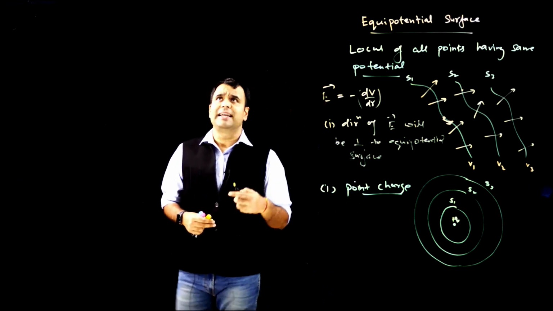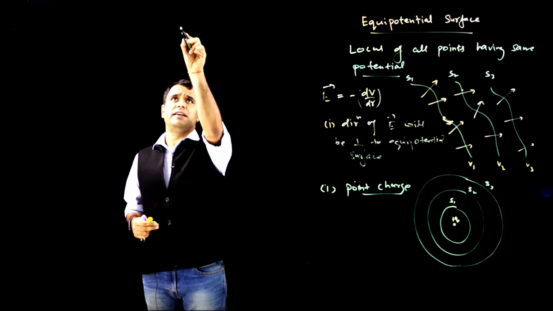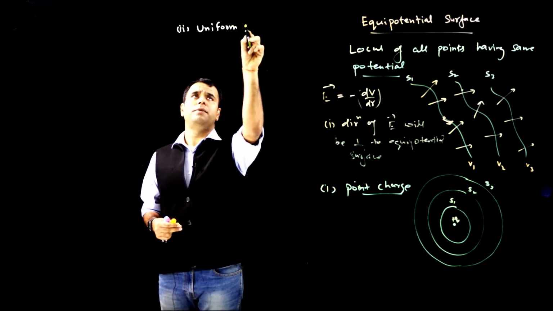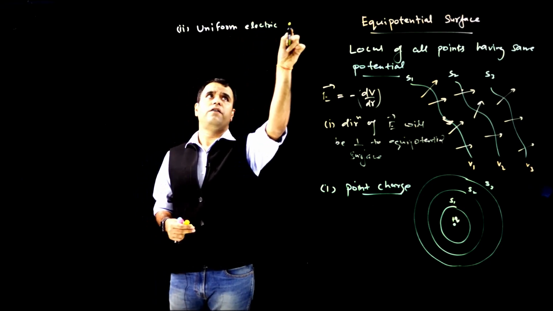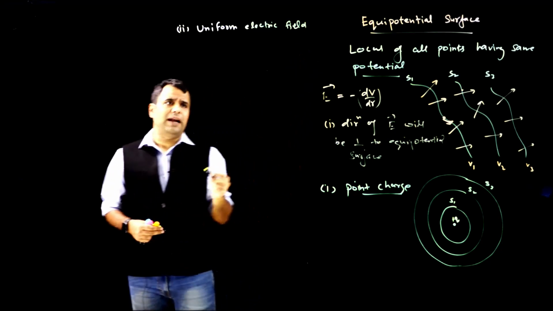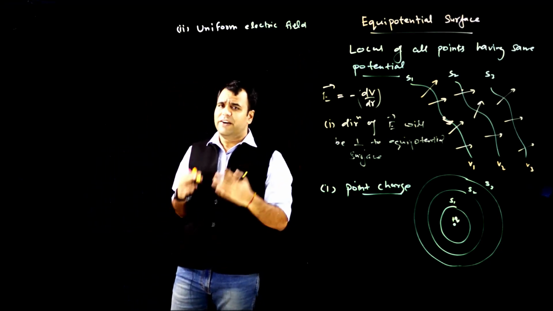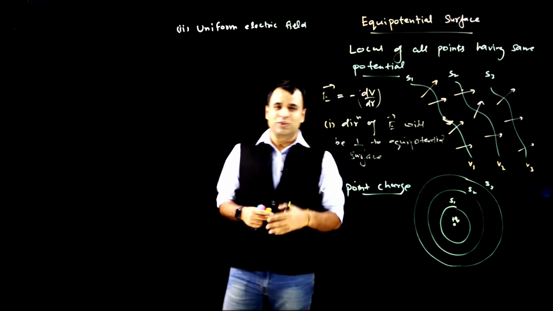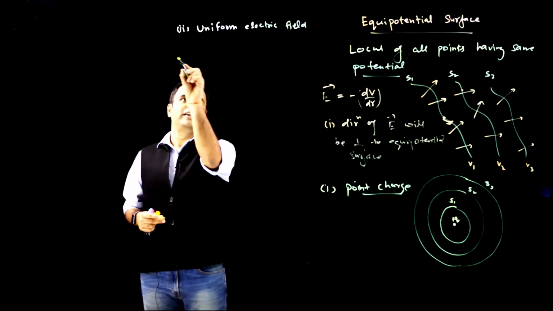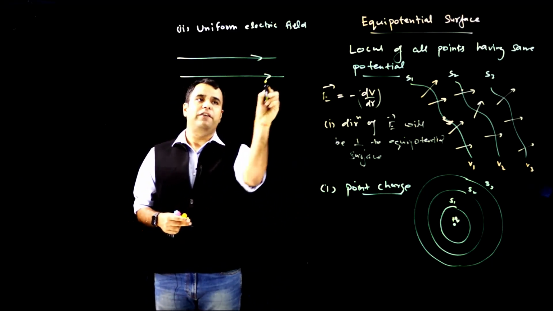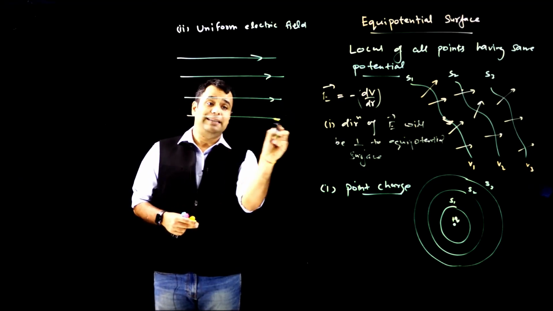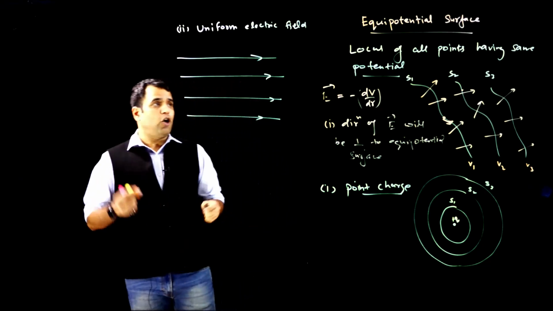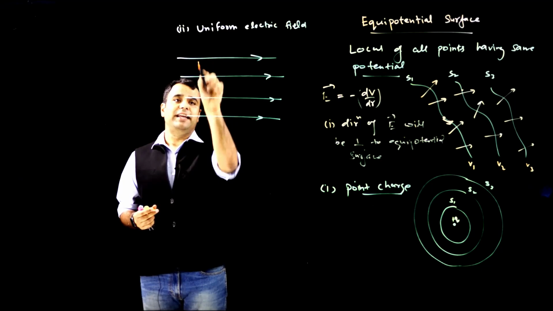Okay. Now the second case, if I talk about the uniform electric field. There are many ways to generate a uniform electric field, meaning we can have an infinite sheet charge, or if I'm having a point charge and I go to infinity, there will be a uniform electric field. If there is a uniform electric field, meaning all the fields are the same magnitude-wise as well as direction-wise, they are all parallel. Then the equipotential surface will be planar in nature.